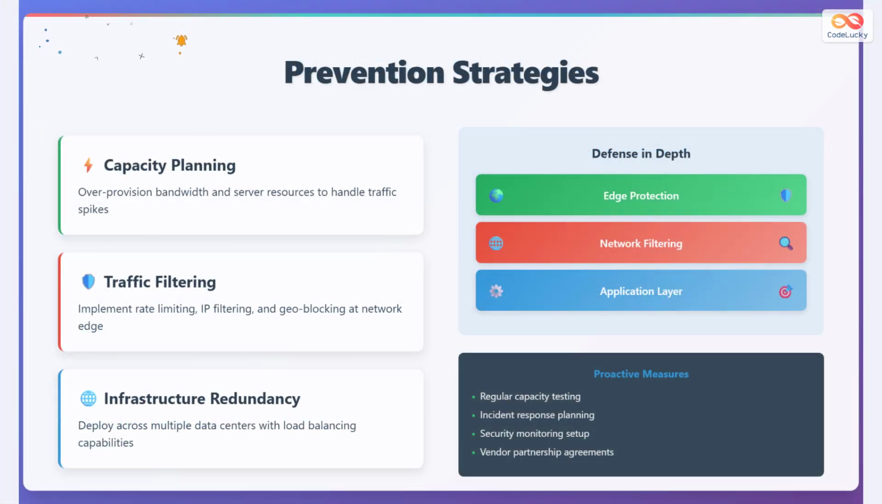Let's review the prevention strategies for distributed denial of service attacks. Capacity planning involves over-provisioning bandwidth and server resources to handle unexpected traffic spikes. Traffic filtering involves implementing rate limiting, IP filtering, and geo-blocking at the network edge to block malicious traffic. Infrastructure redundancy involves deploying across multiple data centers with load balancing capabilities to ensure high availability.